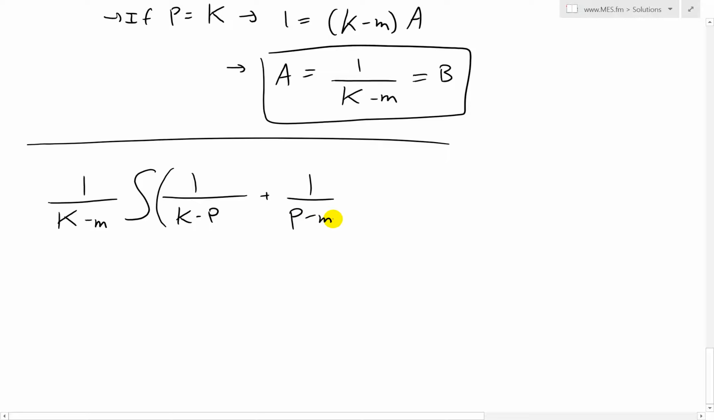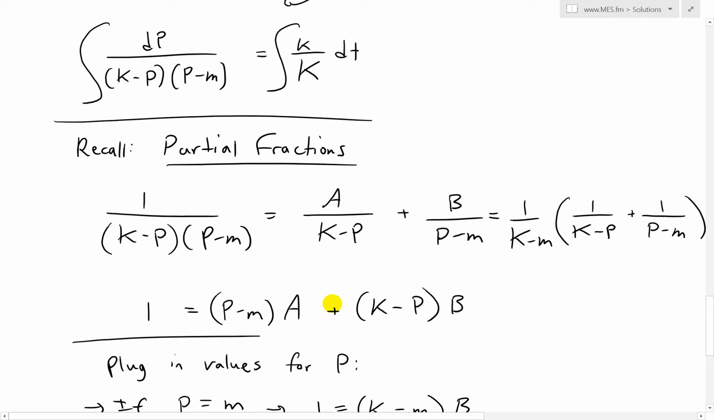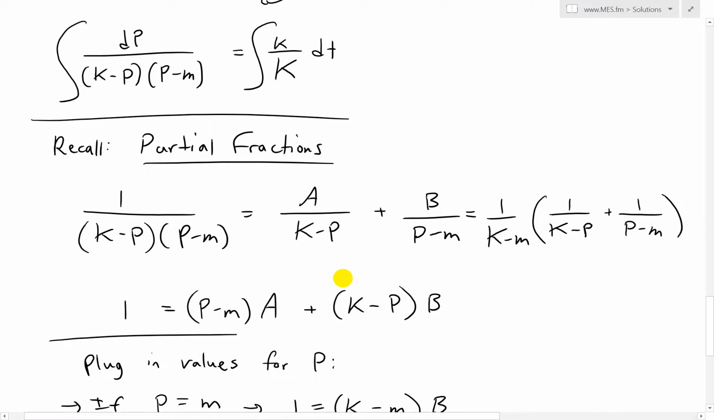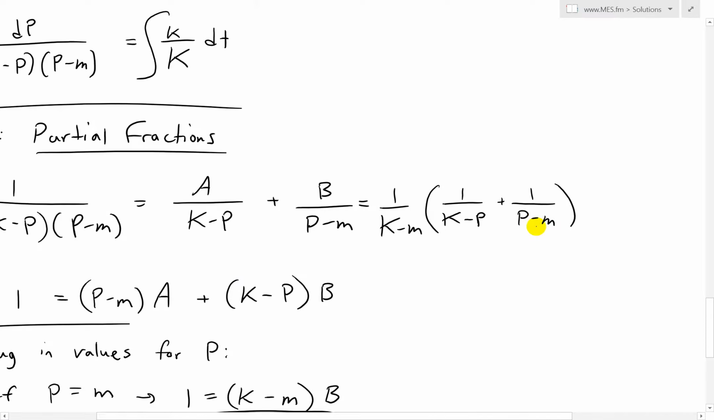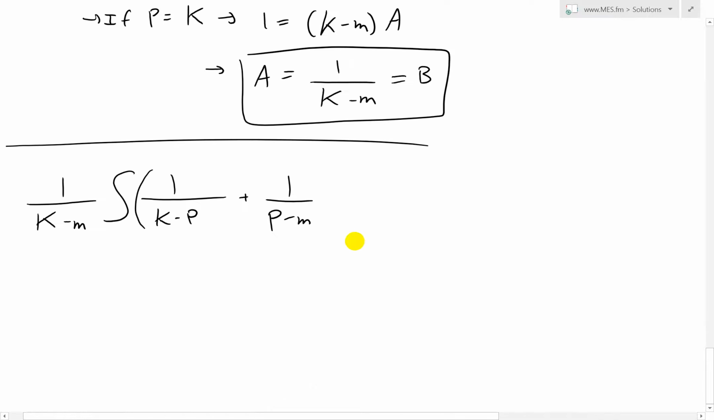Let me just go back, it's my bad memory. Yeah, so minus m. So this is K minus p, and then this is p minus m. And then we could put the dp right here. And then on the right side, nothing's changed. This is still the integral of lowercase k over capital K dt.